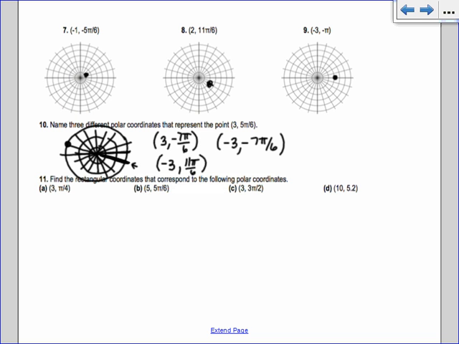All right, so find the rectangular coordinates that correspond to the following polar coordinates. So if I have (3, π/4), let's think about what that is. I would go out along the π/4 line, a radius of 3. 1, 2, 3. So it's right there.